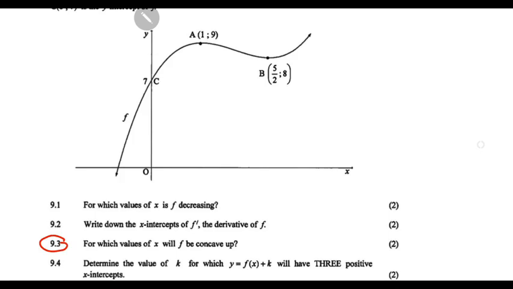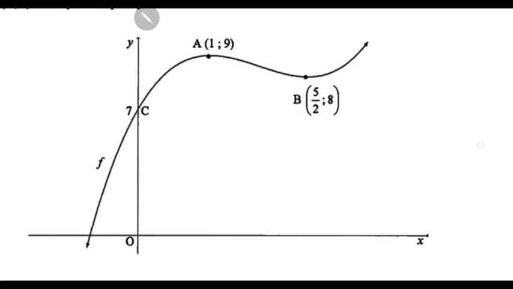It says, for which values of x will f be concave up? So you're looking where f is concave up. Understand concavity in relation to the second derivative. A function f is concave up where its second derivative is positive, and concave down where its second derivative is negative. Remember, the point where the concavity changes is called the point of inflection. So we need to find the point of inflection here.